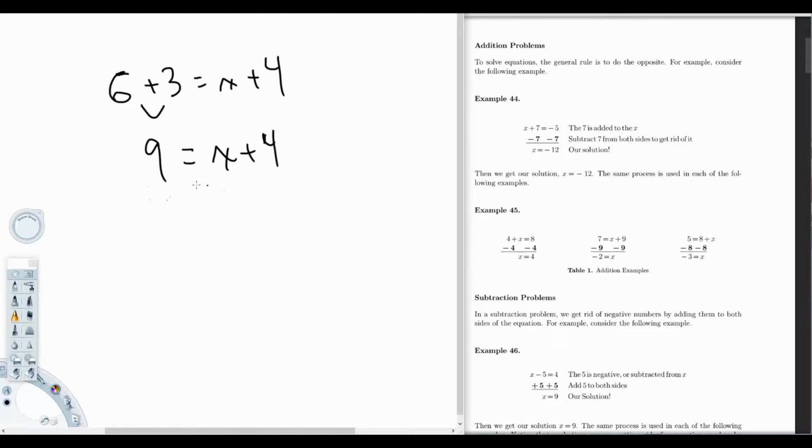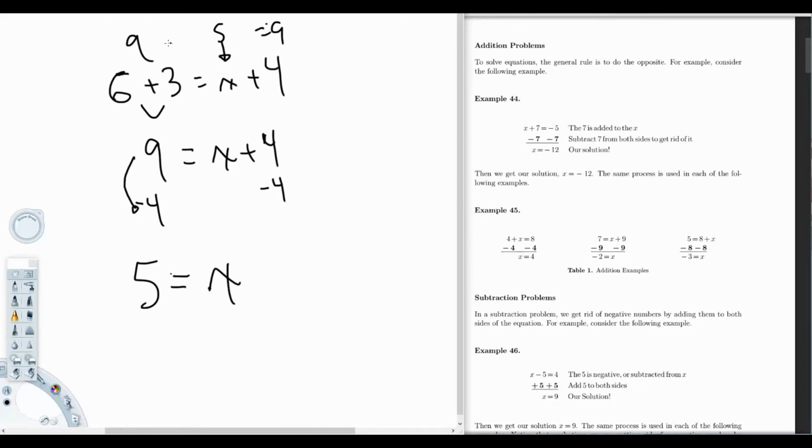So minus 4 on this side, minus 4 on this side. Let's do the math. 9 minus 4 equals 5. And here, 4 minus 4, I get just x. X is left, right? So x equals 5. And sure enough, if I put 5 here, 5 plus 4 equals 9.